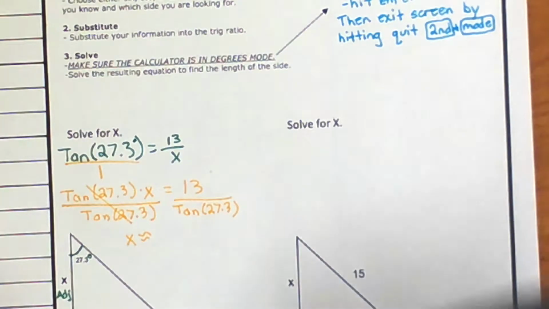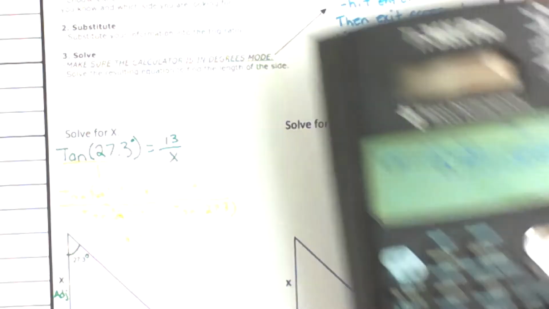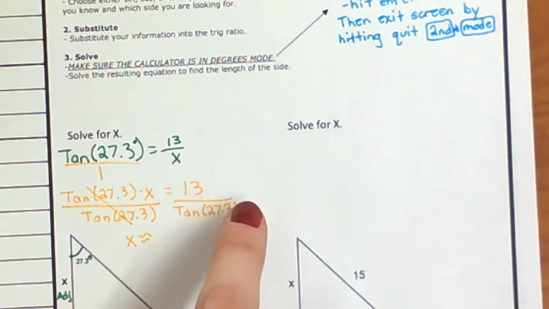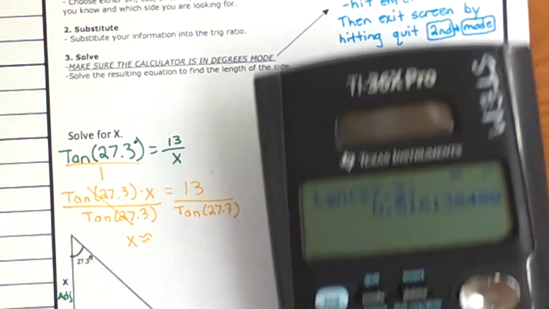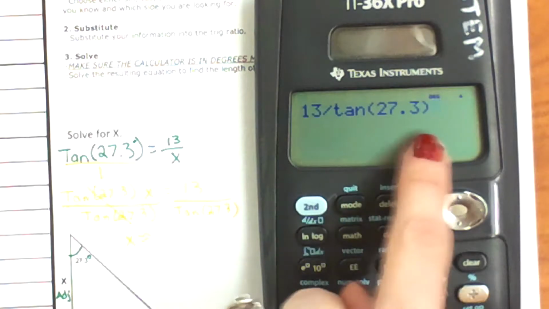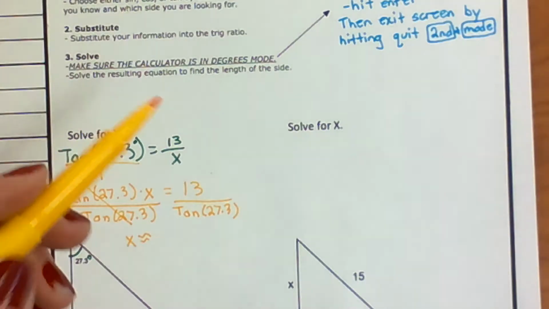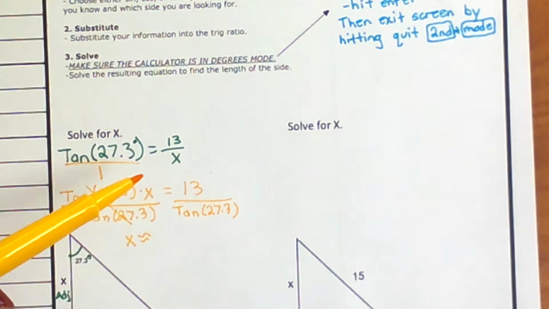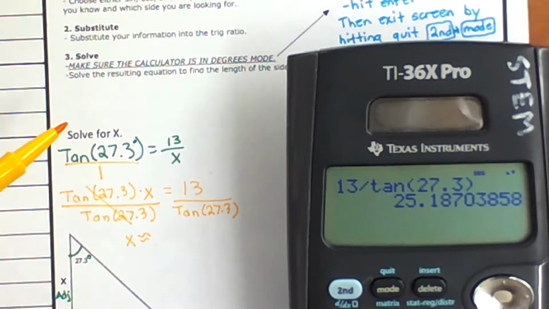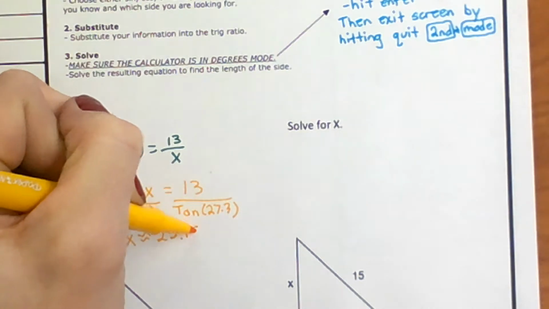Okay, so let me show you how I would actually type this in the calculator. I'm going to type in 13 divided by tangent 27.3, all in one. So I'm going to do 13 divided by, hit tangent 27.3 and close that parenthesis. When I hit enter, that's going to be my final answer because I have plugged in this entire problem. When I hit enter, I got 25.187. So it's about 25.187.